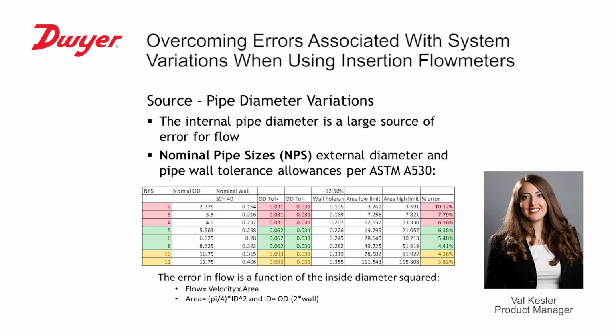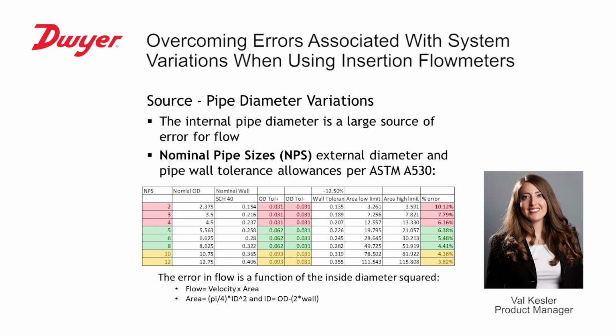We also find that internal pipe diameter can be a large source of error when it comes to flow measurement. The reason for that is when you have an insertion flow meter, you really depend on the cross-sectional area to take the velocity to give yourself your flow measurement. And if you just look at the nominal pipe sizes and the tolerance ranges allowable for both the external diameter and the pipe wall tolerances, you can actually stack up to a fairly significant amount of error.